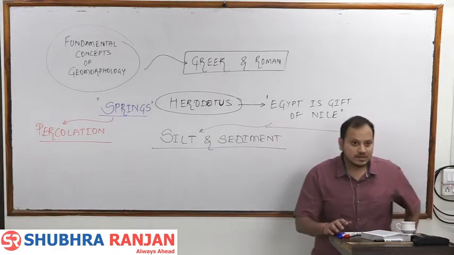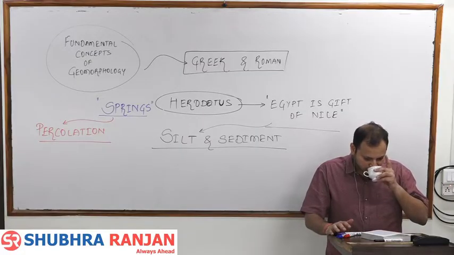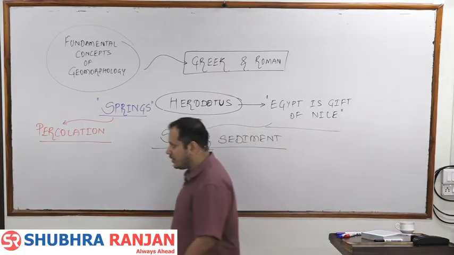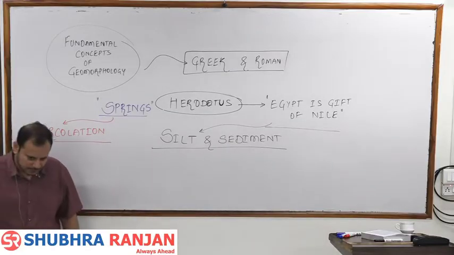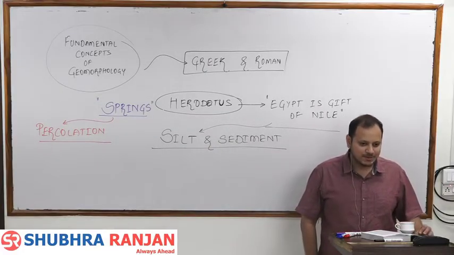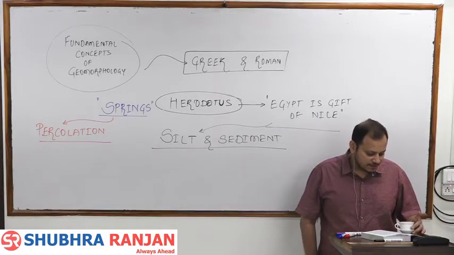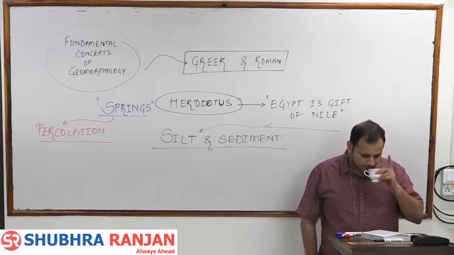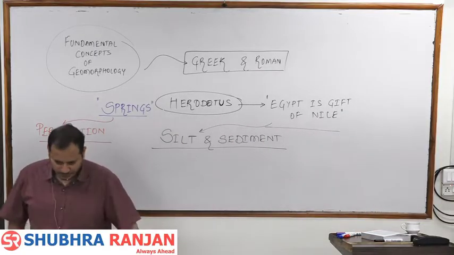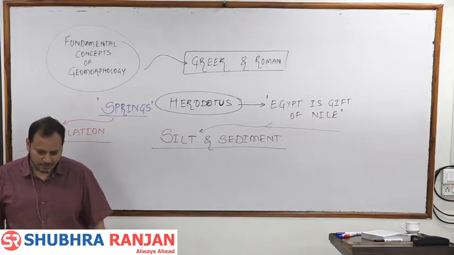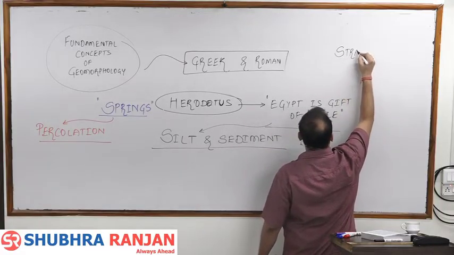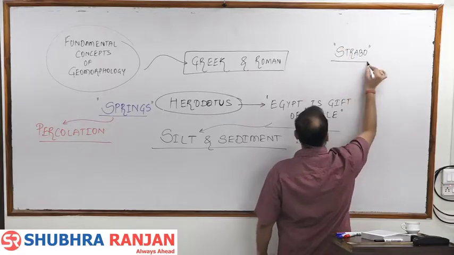Next, Aristotle also recognized that earthquakes and volcanoes are closely related in origin. Closely related in origin. Next, Strabo.